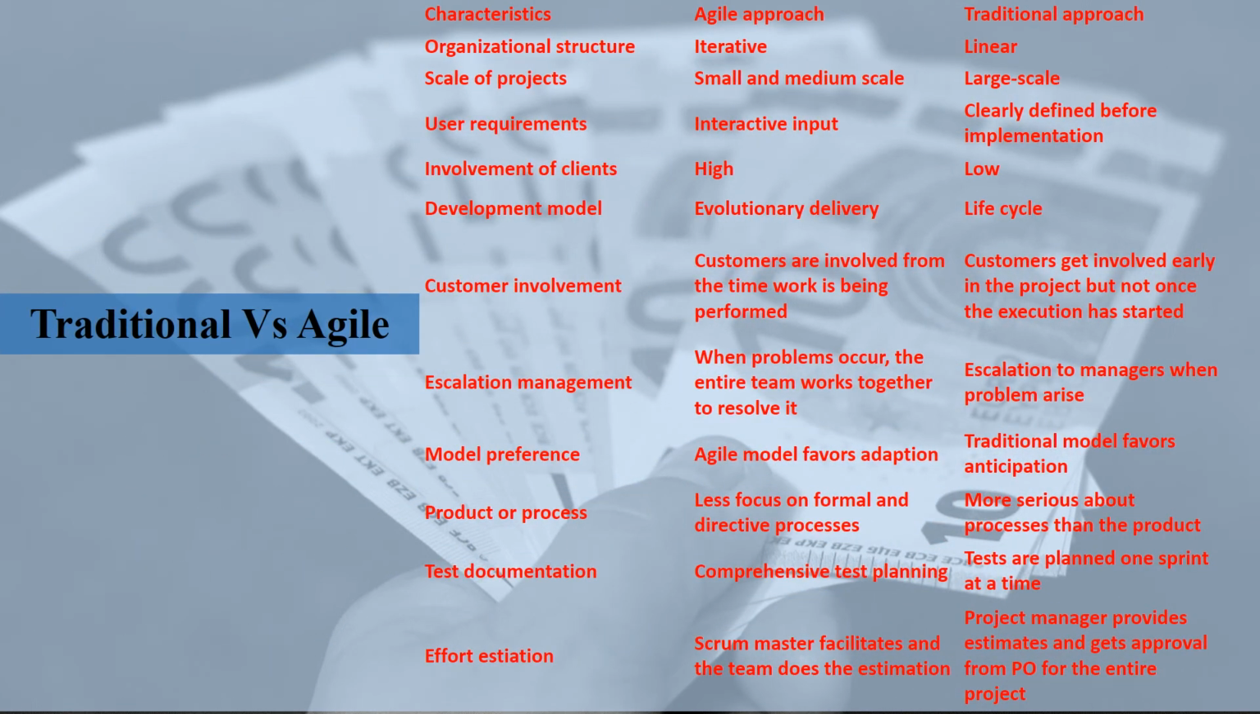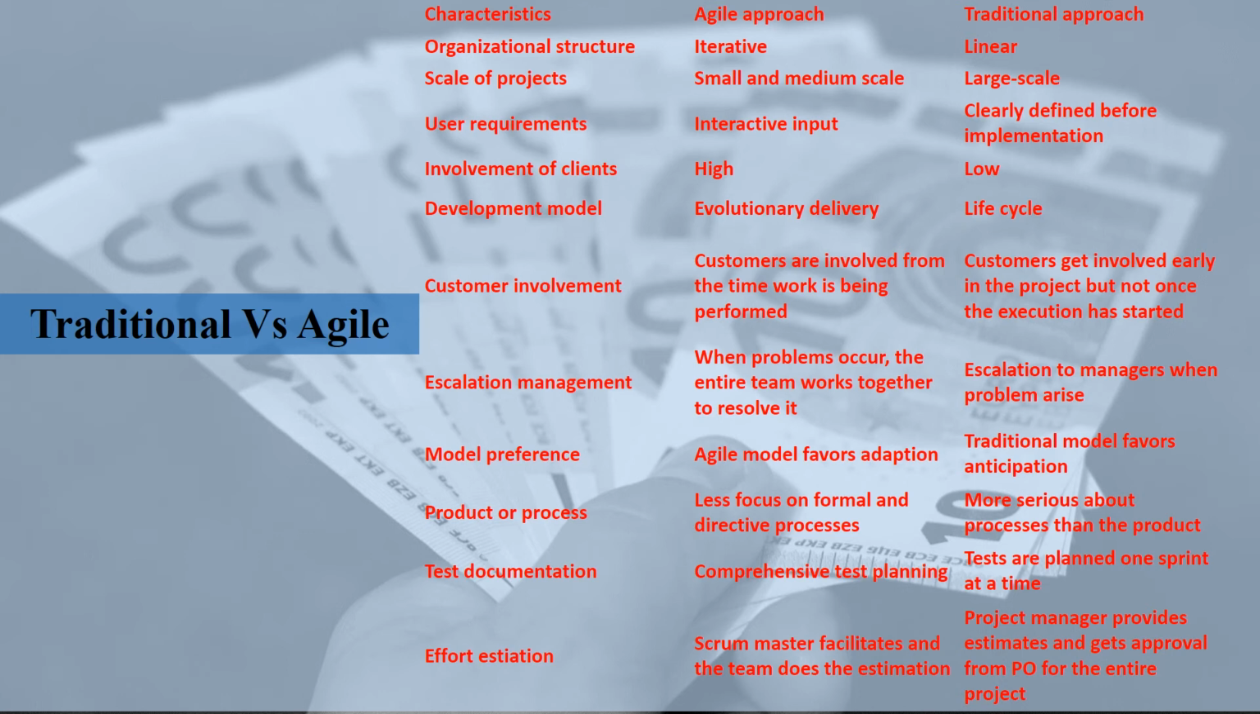Again, you have the characteristics of agile versus traditional. The organizational structure in traditional is linear, whereas the scale of projects in agile is small and medium, while traditional is larger scale. In the agile approach, the involvement of clients is high, whereas in a traditional approach it is low. And in my mindset, you don't need a high level of client or stakeholder involvement when you're doing the project step by step.